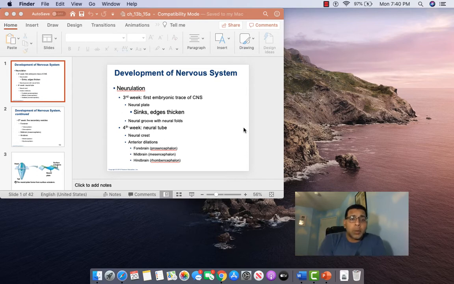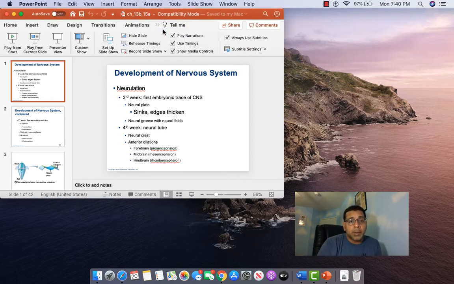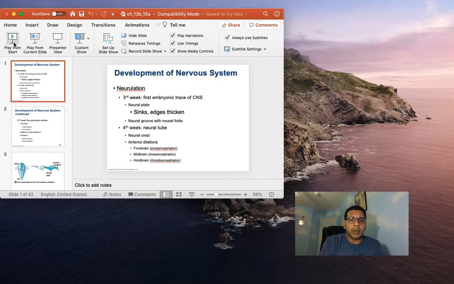Okay. Now, when we talk brain development, first we want to look at the development of the nervous system, as we can see here on our slides. We're going to go through this process called neurulation, and we're going to look at the development of the nervous system here. This is basically the formation of the neural tube that we're getting at.